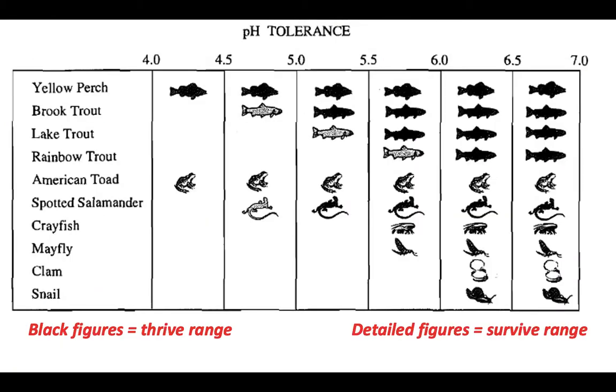Here's a diagram showing the pH tolerance of various different freshwater species, ranging from 4.0 to 7.0 on the pH scale. The dark figures show where the species can thrive, and the detailed figures show where they can survive, but it's not ideal. They're under stress. So why don't you answer a couple questions about this?